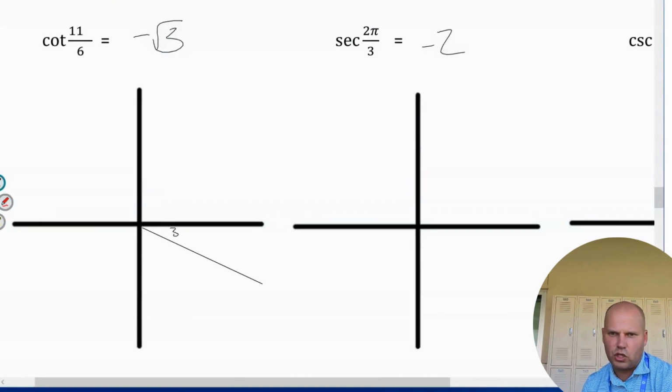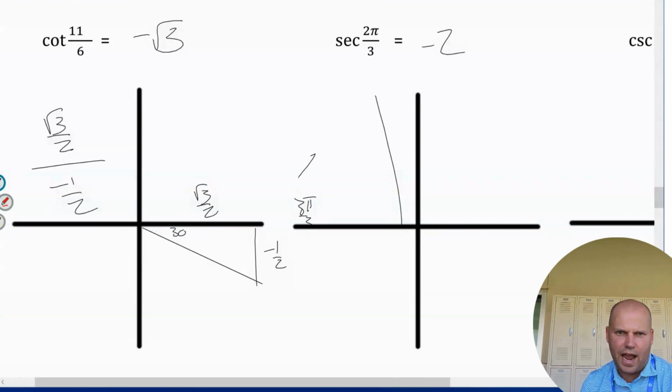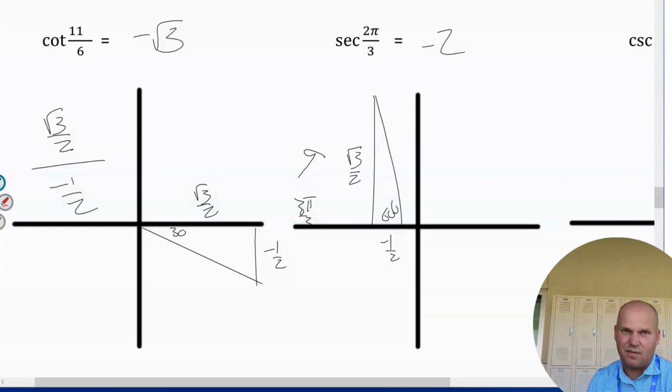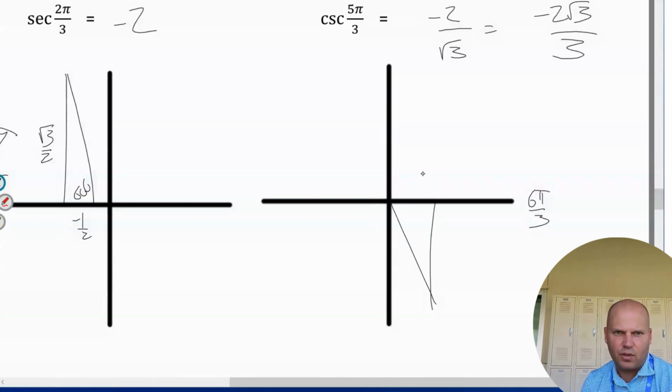11 pi over 6, 30 degrees, bam. Negative a half, root 3 over 2, adjacent over opposite. Bam. 2 pi over 3, go to 3 pi over 3 and subtract 60 degrees, tall 30, 60, 90, short side, long side. Cosine, negative a half, flip it. 5 pi over 3, go all the way around to 6 pi over 3, subtract a pi over 3, 5 pi over 3. I have that and that. Sine is that flipped. Cool.